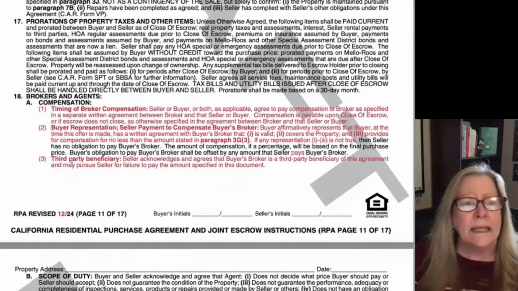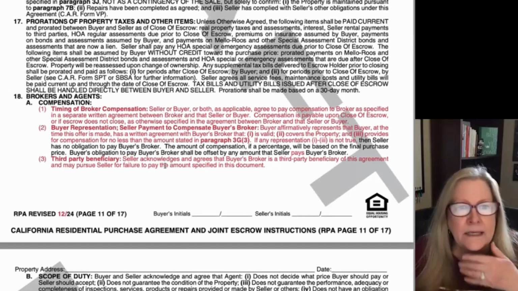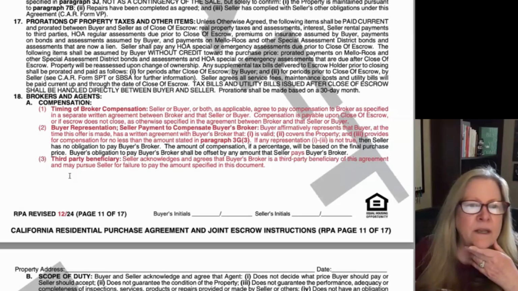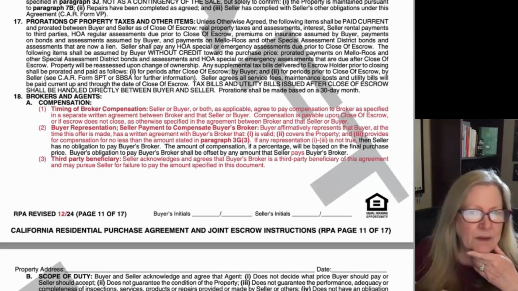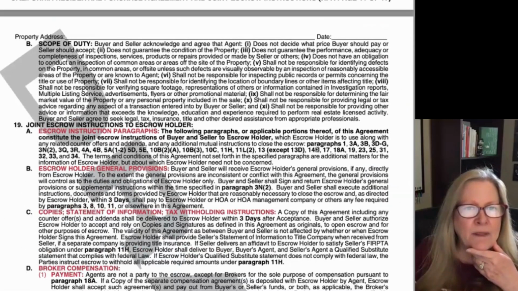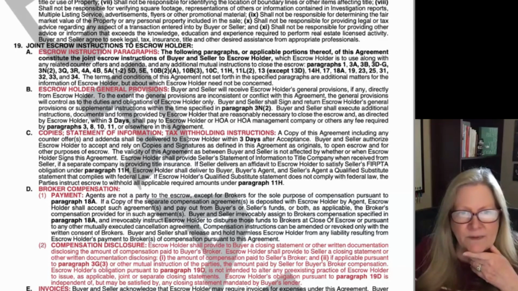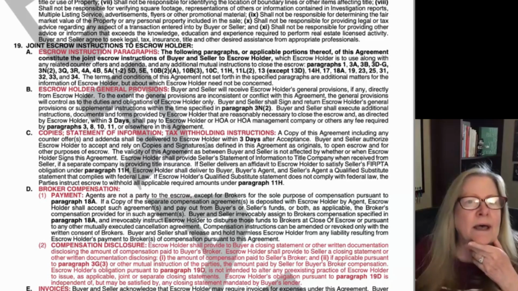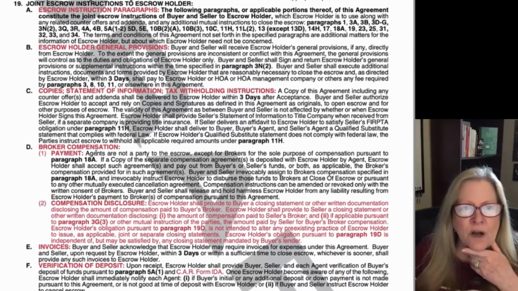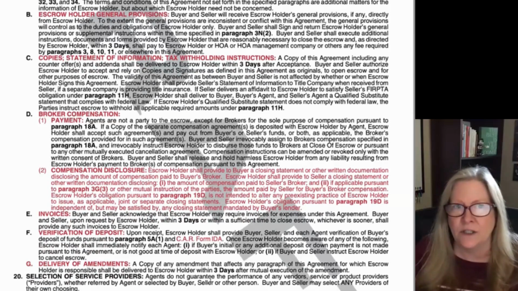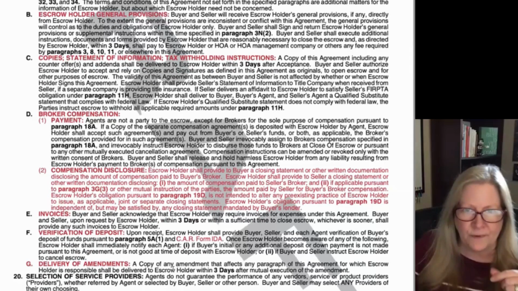Down here, third-party beneficiary. Seller acknowledges and agrees that the buyer's broker is a third-party beneficiary of this agreement and may pursue seller for failure to pay the amount specified in this document. Okay. Then they've changed some titles here: escrow instruction paragraphs, general provisions, copies, statements of information, tax withholding instructions. So they're just clarifying this. Broker compensation payment. Basically anything you see in red is where the verbiage has changed. If it's not red, the verbiage has not changed. Okay.